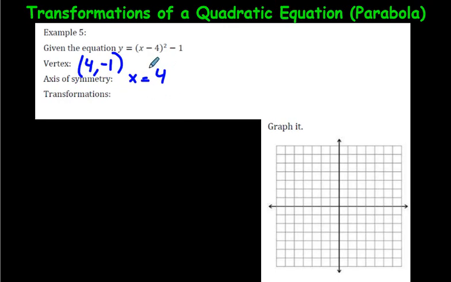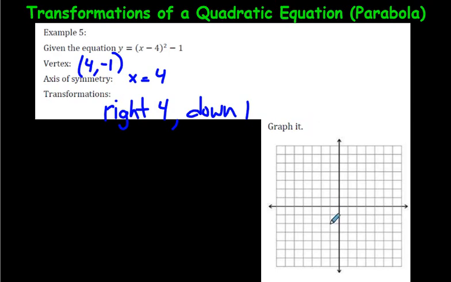And the transformations, well, it's moving right. This whole thing is moving right 4 and down 1. Okay? That's the transformation. It's being translated right 4 and down 1. There are no vertical stretches or compressions going on. There is also no negative sign here, so this parabola is opening upwards.